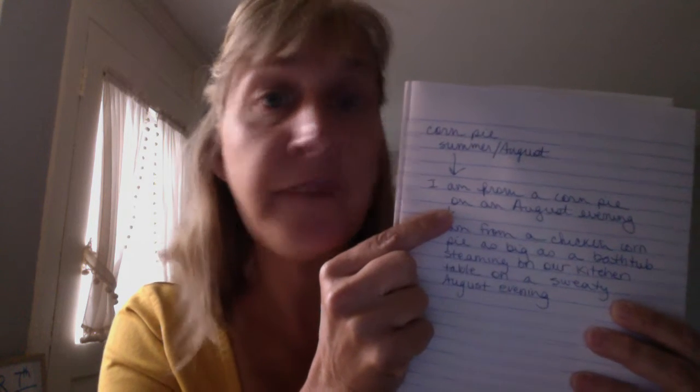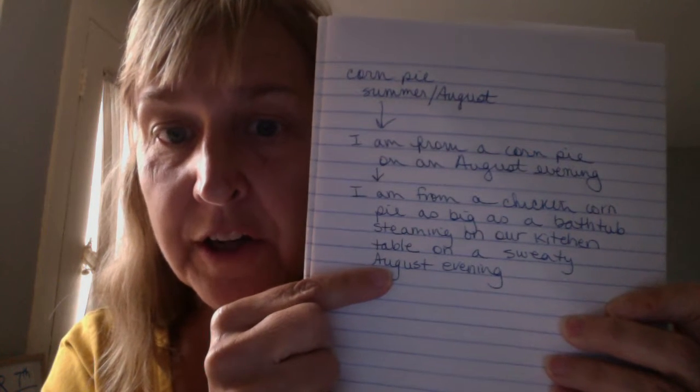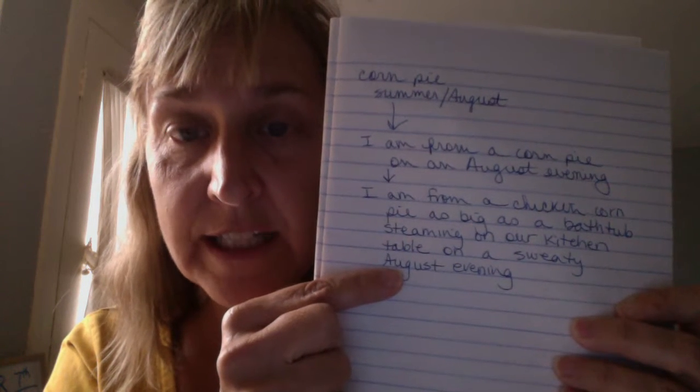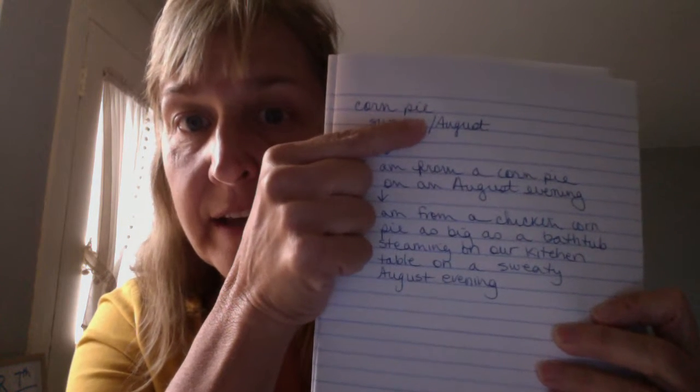Now, I wanted to make that better. I wanted to make it more poetic. I wanted to add imagery. I wanted to make it really, really stand out. I wanted to add things like figurative language. So my next revision looks like this. I am from a chicken corn pie as big as a bathtub, steaming on our kitchen table on a sweaty August evening. So you can see that I started with a simple idea.